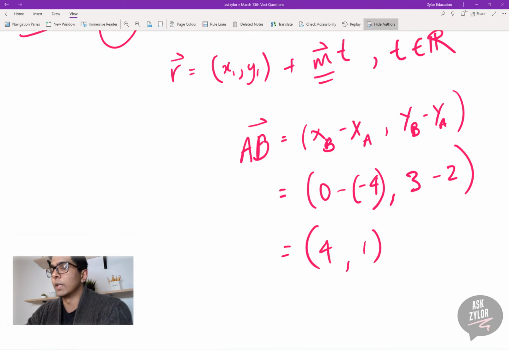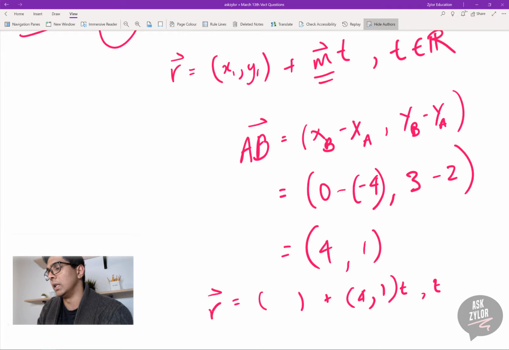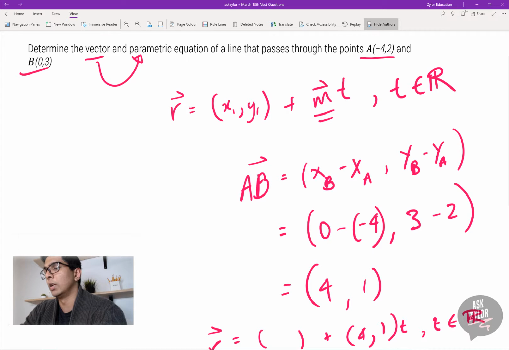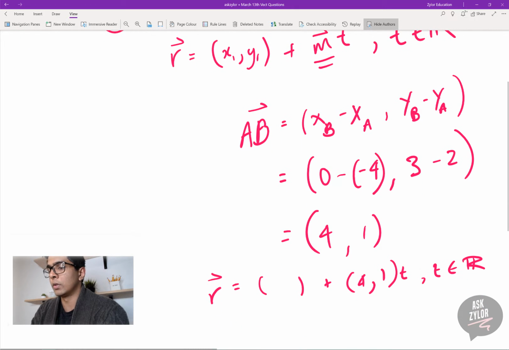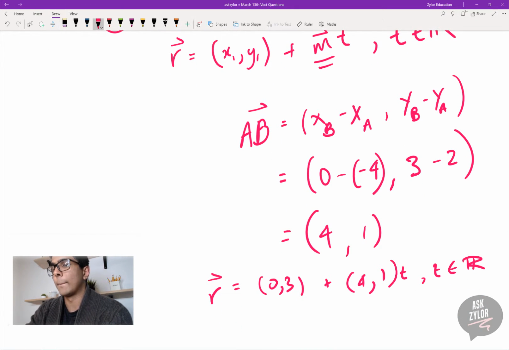So I have a direction vector and then I have to find a point on this line. I'm going to write my direction vector in this format, where t is my parameter, and a point on this line. For the point on this line, we can use A or B, it doesn't really matter. I'm going to choose to use B, so I have 0 and 3. And this is my vector equation. I have a point, I have a direction vector, and I have my parameter.